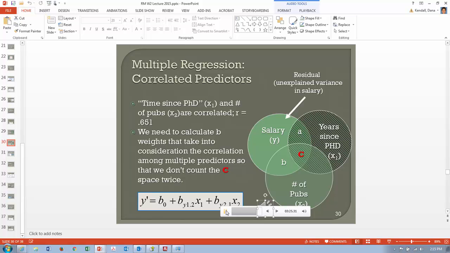Then we have X1 and X2 in the equation as well. There you can see them, and those are values of X that we will plug in. So we have an individual, let's say, and we would put his or her years since PhD in the X1 space, and their number of pubs in the X2 space, and with the B weights and the constant, or y-intercept, we would be able to calculate their predicted value of salary. So their predicted salary based on that information.